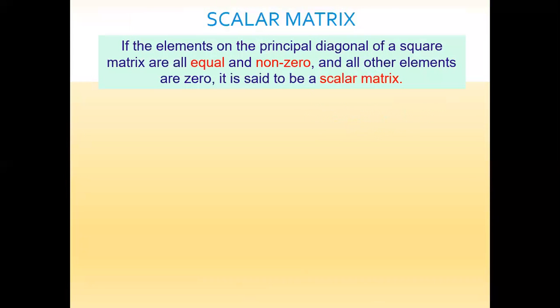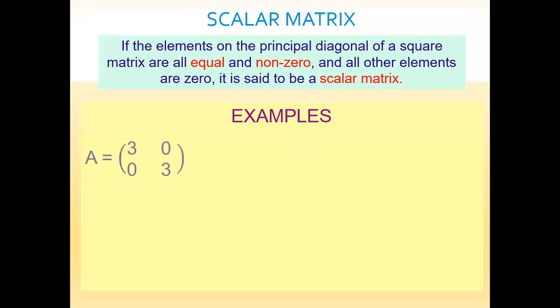So scalar matrix. Let's talk about scalar matrix. Now, remember that most of the matrices we've talked about, after we mentioned the square matrix, are born out of the square matrix. So the scalar matrix too is born out of the square matrix. If all the elements on the principal diagonal are equal and they are not 0, and all the other elements are 0, then that matrix is said to be a scalar matrix. Let's take a look at that.